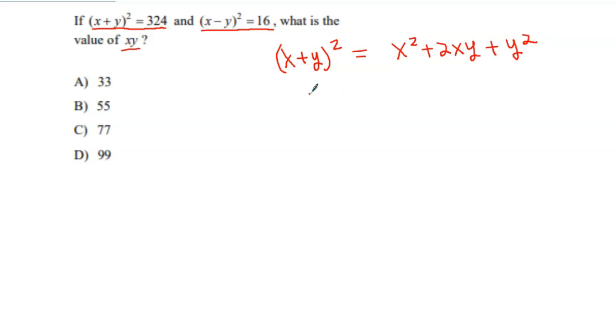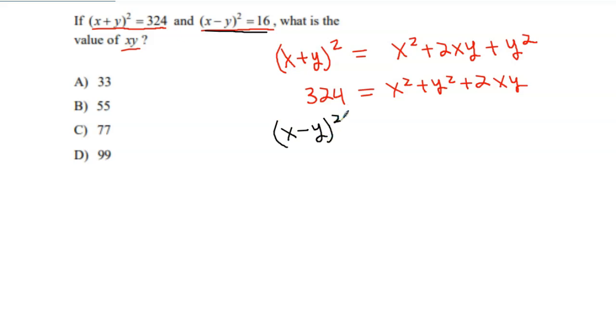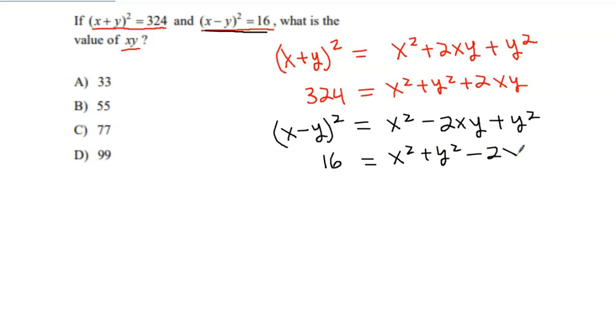Let's substitute what we have. So we have been given this one. This 324 is equal to x squared plus y squared plus 2xy. That's the first one. Let's take this one here, x minus y all squared. Let's go ahead and expand it. So we are expanding it with the Pascal triangle binomial expansion. So here it's going to be x squared minus 2xy plus y squared. This one has been given as 16. Then x squared plus y squared minus 2xy.